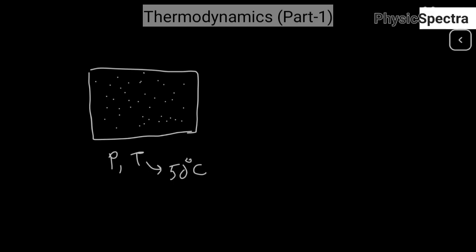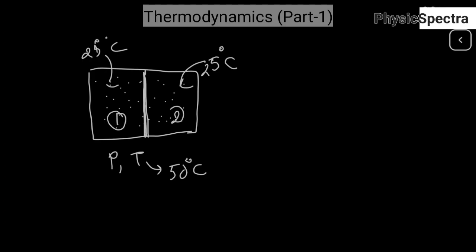Now let us do one thing. We draw a wall just in the middle way. Now what will you expect? Will you expect that this chamber gets 25 degrees centigrade and this gets 25 degrees centigrade? Would you expect that? No, because you know that the temperature of this region 1 or region 2 will be exactly same and will be exactly equal to the original chamber.